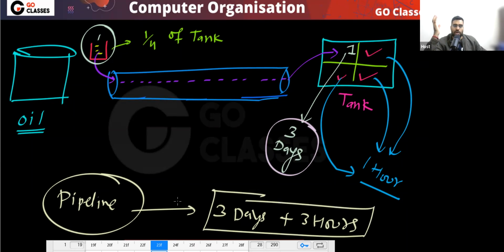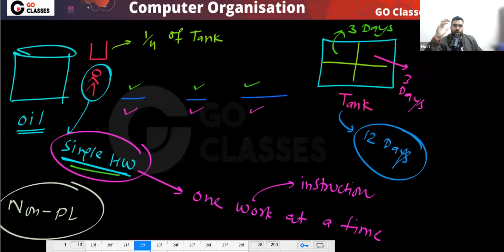Yes or no? Is this clear to everyone? Please tell me. This is just an analogy. Don't go into the exact data, like why 1 hour or 2 hours. Don't worry about the exact data. Did you understand the concept of pipeline and non-pipeline?